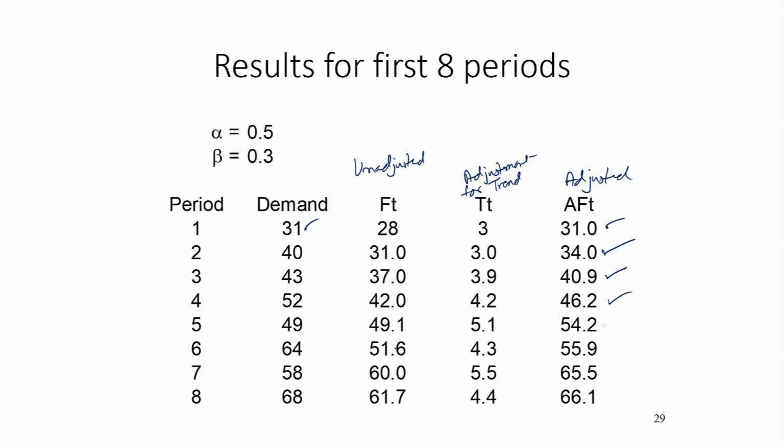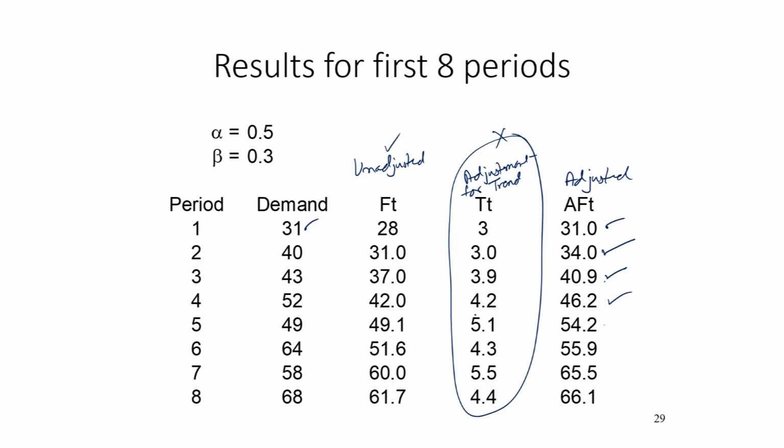So, what are we finding? The error. 40 is my actual demand, unadjusted forecast is 31, and here the forecast is 40, so error is less. Here it is 43, 37, 40.9, error is less here. 52, 42, 46. If I am not adjusting for a trend, the error is more. If I am adjusting for the trend, the error decreases. So, that is the point which you have to note down. If there is a trend in the demand and you ignore that trend, that means my error will be more.